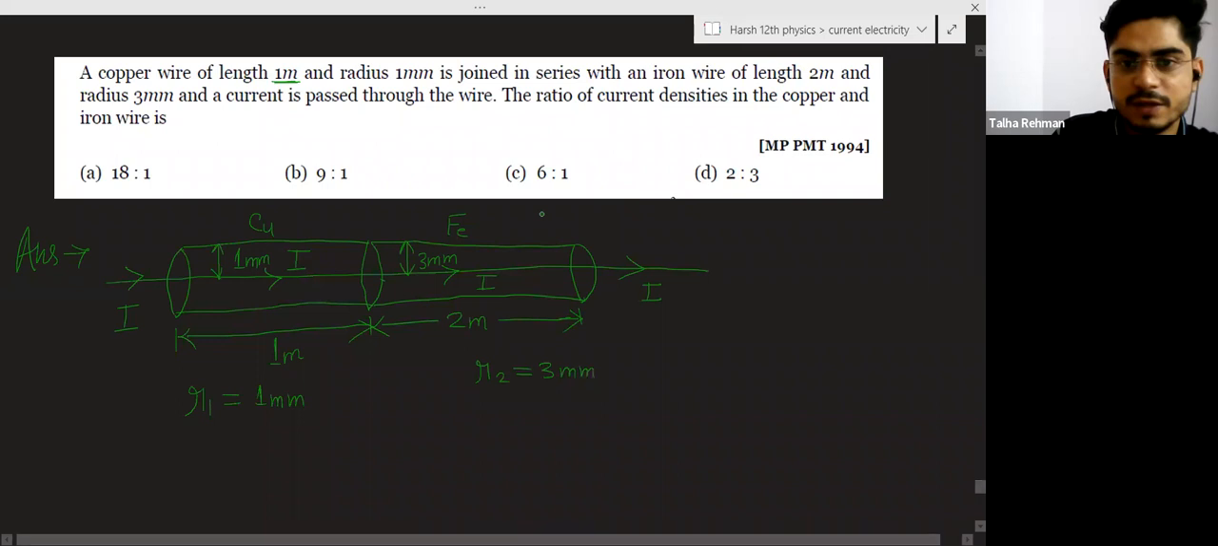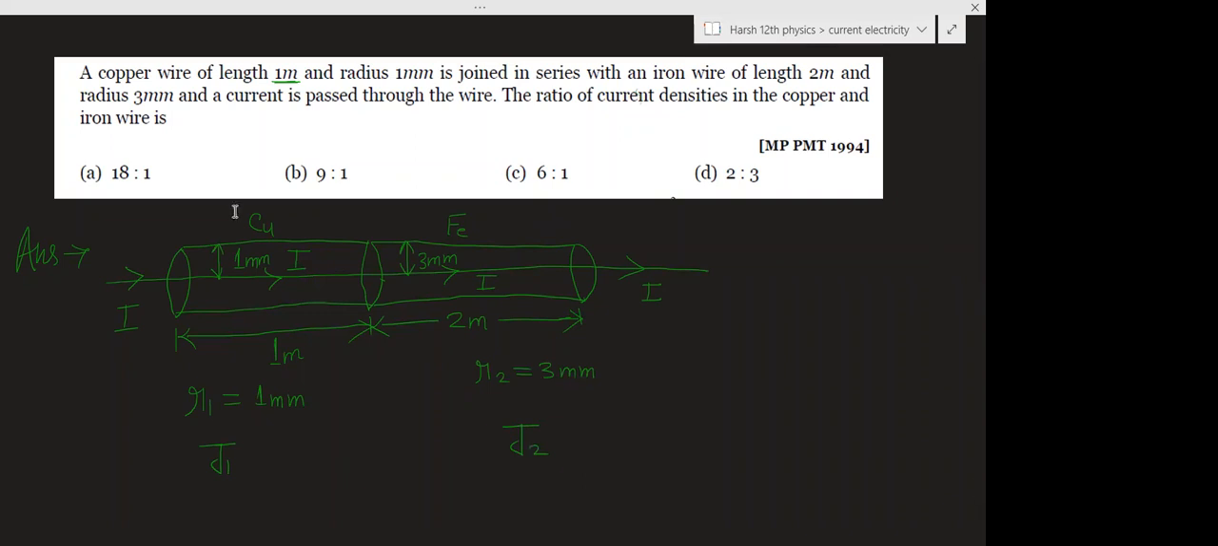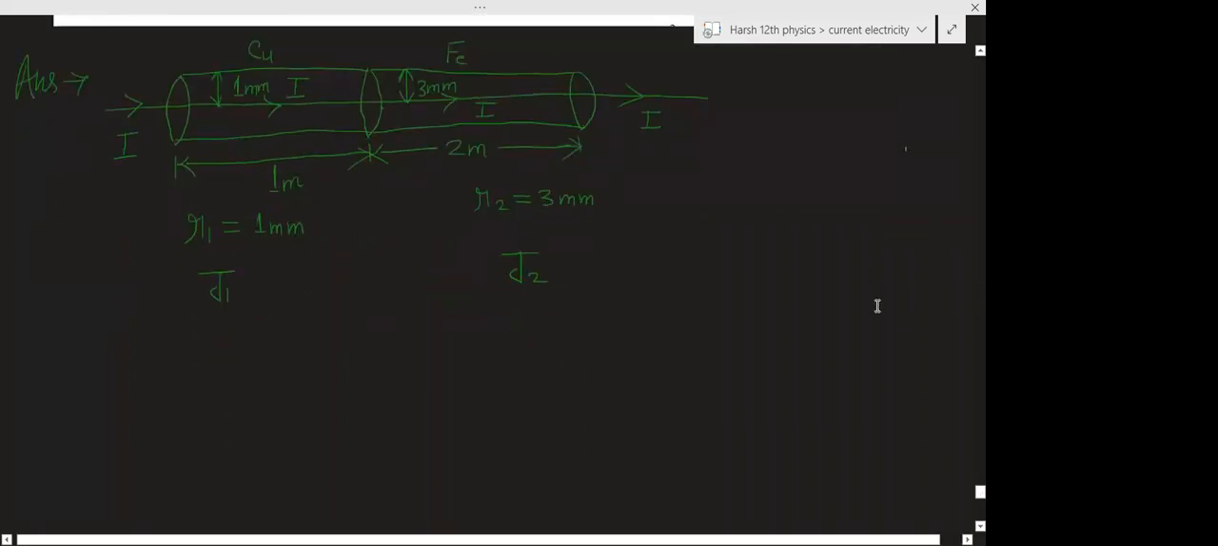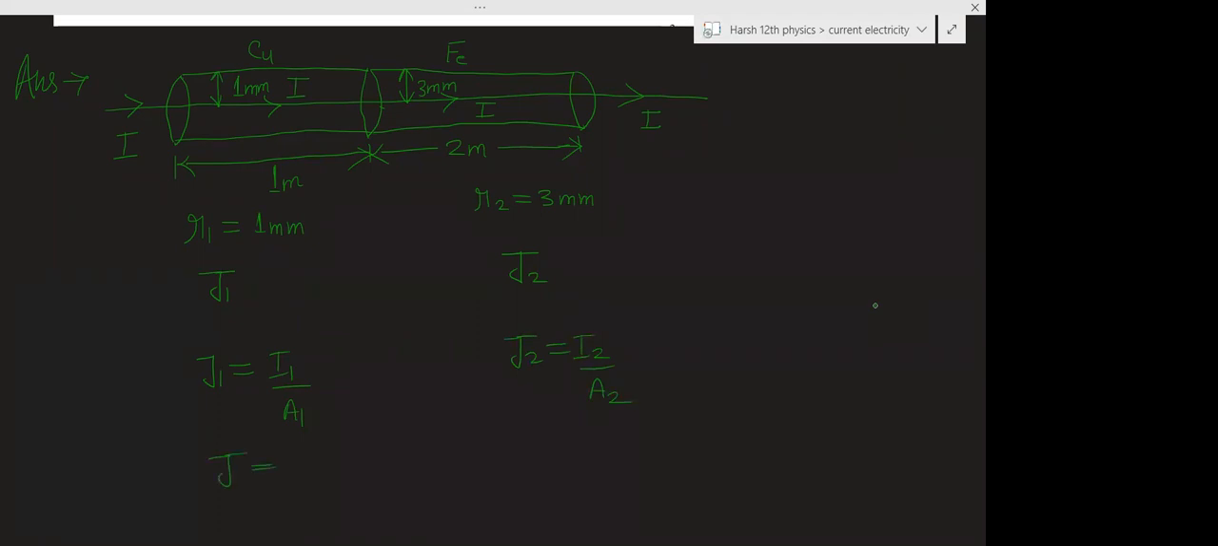So they are asking the ratio of the current densities. Current density is represented by J. Supposing the current density is J1 for this and J2 for this. So current density J1 is equal to I1 divided by A1. For J2 you will write I2 divided by A2. What is I1? I1 is I.